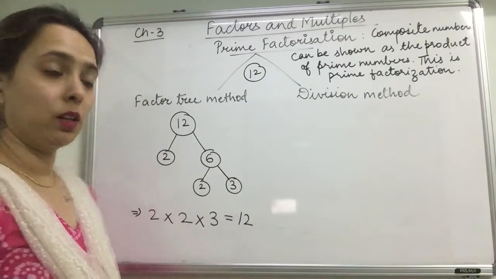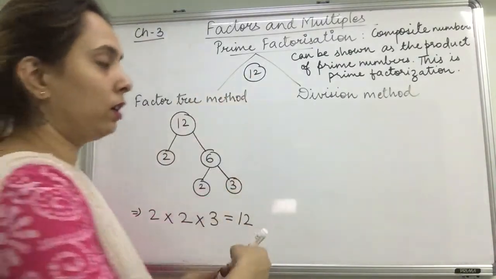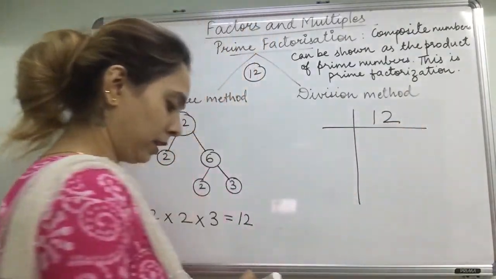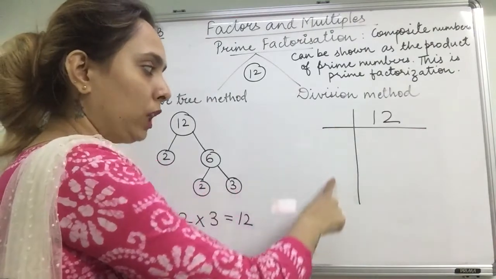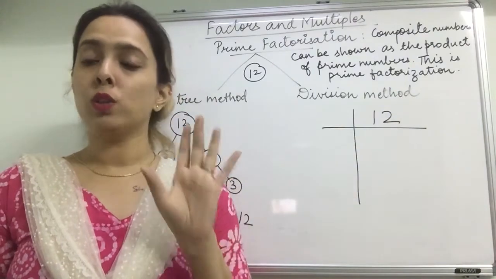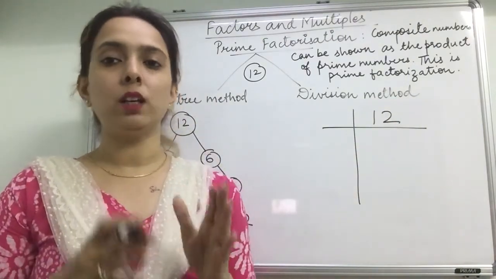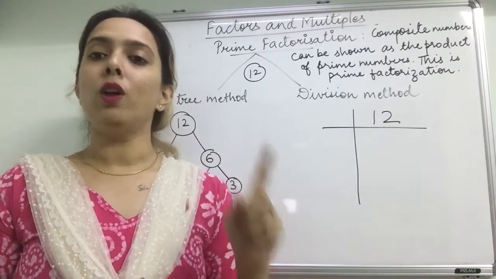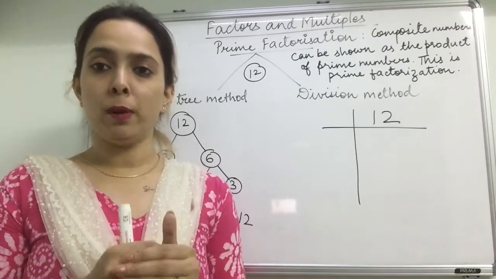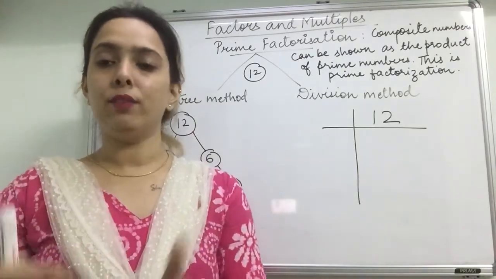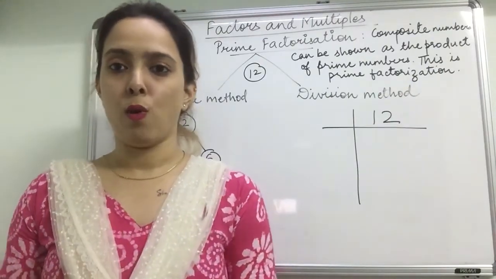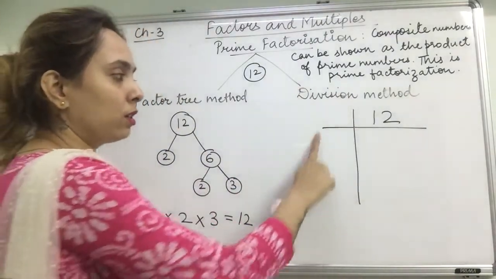Next is the division method. So I will follow the same number. We will make a line like this and write 12. Here also we will write all the prime numbers. We cannot use 4, we cannot use 6, we cannot use 1 also because 1 is neither a prime number nor a composite number. Always start with 2. If it is divisible by 2, then use it. If it is not divisible by 2, go for 3, then 5, then 7. Do not use 4, 6, 8, 10 and so on. Always use prime numbers. So first with 2.